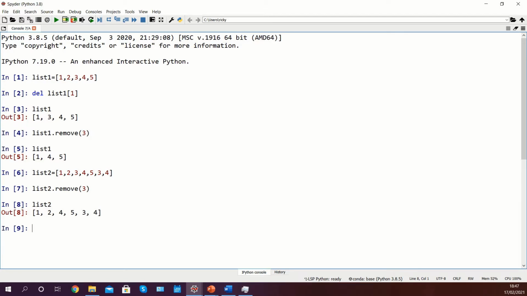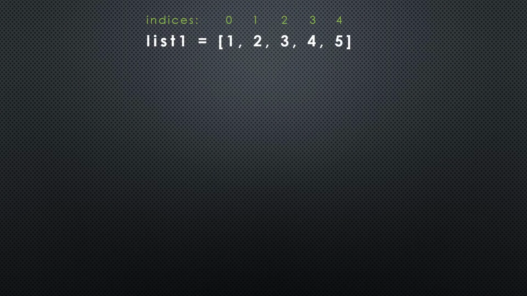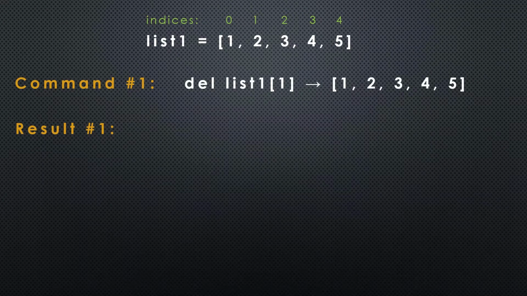I can appreciate that for some of you, the del and remove commands may still be a bit puzzling, so let's analyze the lines of code we have just typed. Given our list and its indices, our first command was del list1[1], whereby list1 is the name of our list and 1 is the index of the element we want to remove. In this case, the element in the first position is 2. So this equates to removing the value 2 and results in list1 being equal to [1, 3, 4, 5].